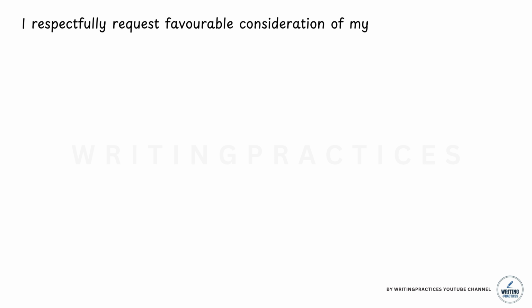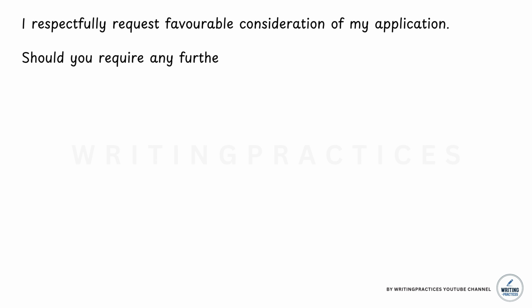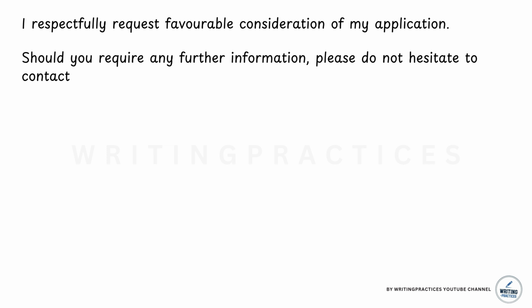Request for consideration. Now politely request approval. Example, "I respectfully request favorable consideration of my application." This keeps your tone respectful and professional. Offer further contact. Next, make yourself available for further clarification. Example, "Should you require any further information, please do not hesitate to contact me." This shows openness and cooperation. It tells the visa officer you are prepared to provide additional evidence if necessary.